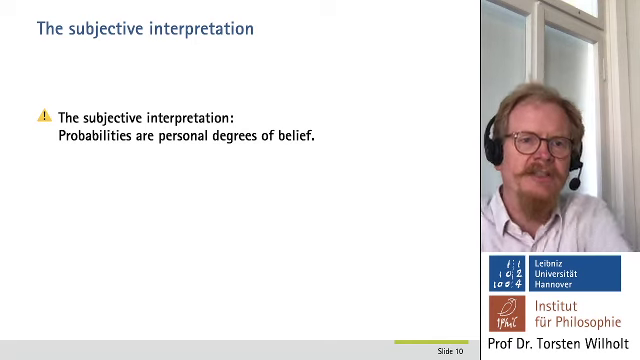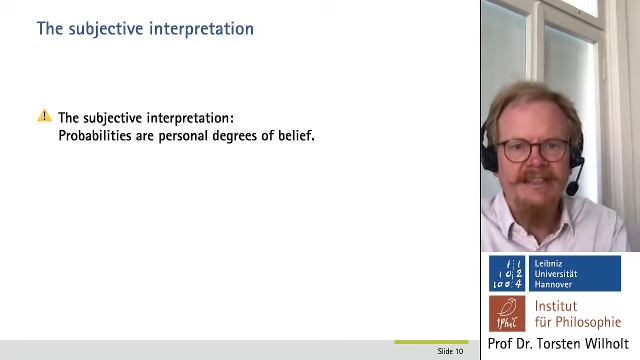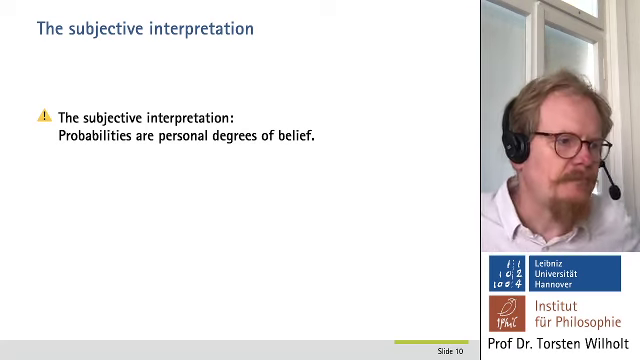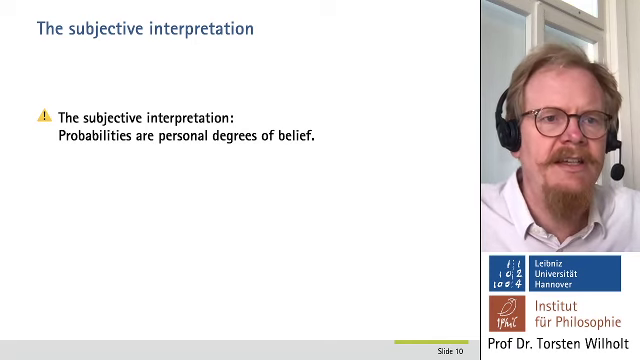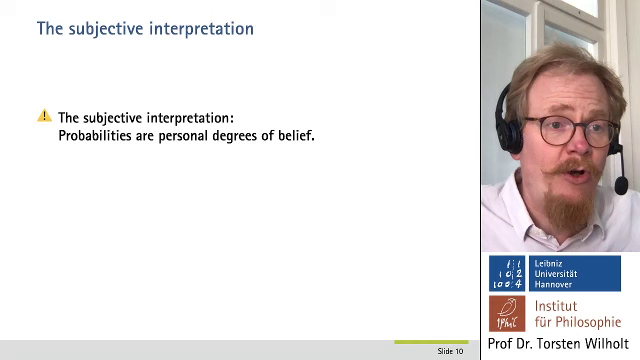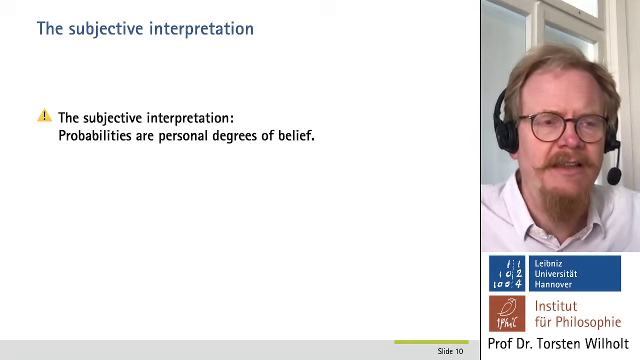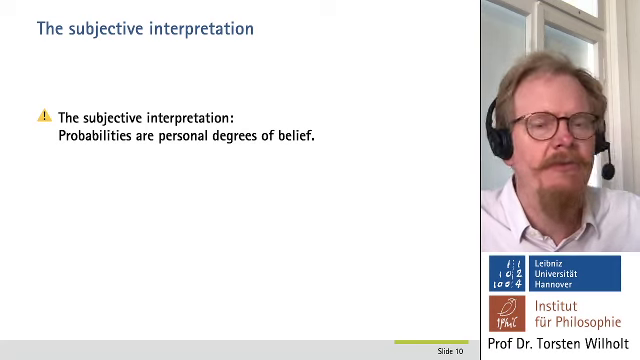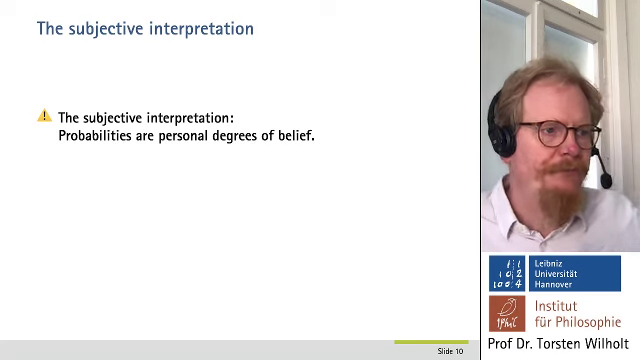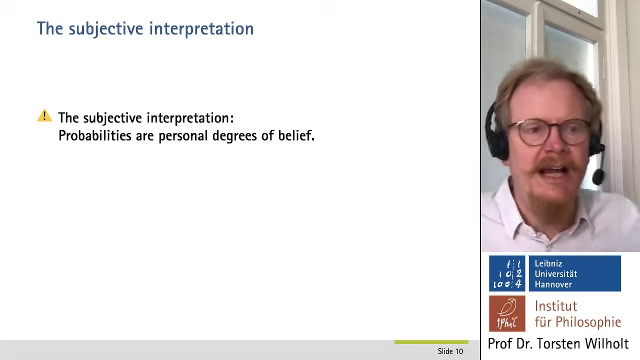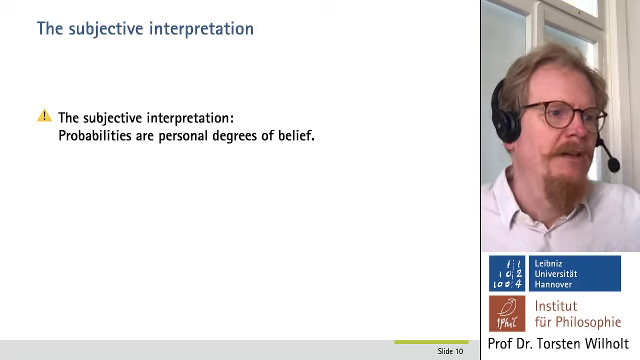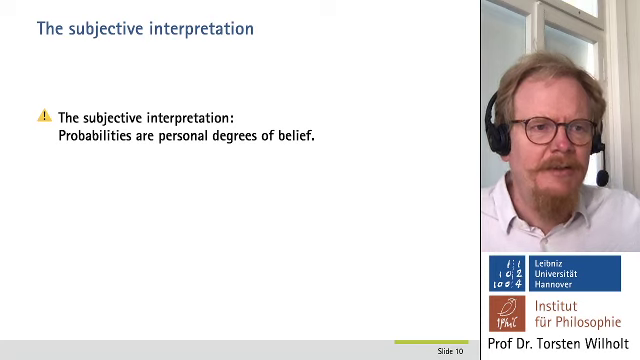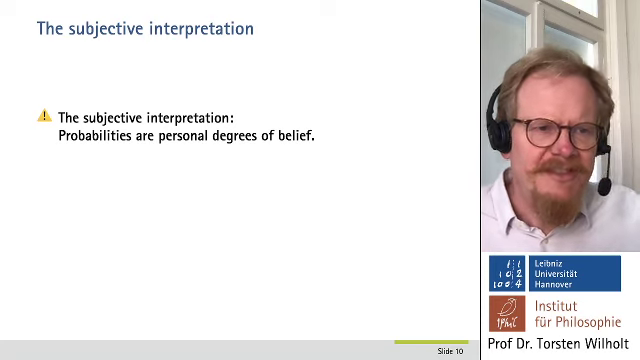The subjective interpretation just says probabilities are degrees of belief. They are personal degrees of belief. Well, it is arguably quite plausible that belief comes in degrees. For example, I believe that the sun will rise tomorrow, and I also believe that I will not have a beer in the pub for the rest of this semester. I believe both of these things, but I don't believe them to the same degree.